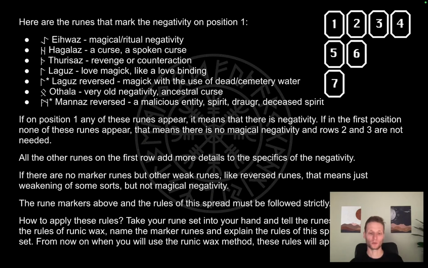tell it to your rune set. Just take your rune set and speak to it and tell them that you will do this rune spread. Now here are the rules of this rune spread. If on the first position there are these runes, then there is negativity. Only the first position matters to determine if there is negativity or not. So from now on, when you use the spread, these rules will be applied.